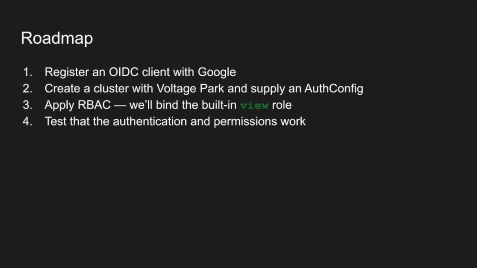In this demo, we'll start by registering a client with Google. Then, we'll create a Kubernetes cluster with Voltage Park, supplying an auth config with details about our new provider. Next, we'll create a role binding for our identity. Finally, we will test that the authentication and permissions work as expected.